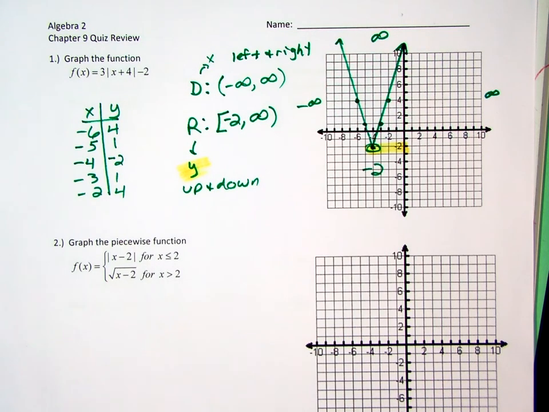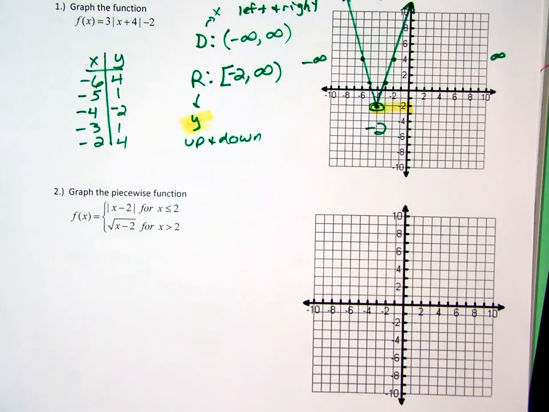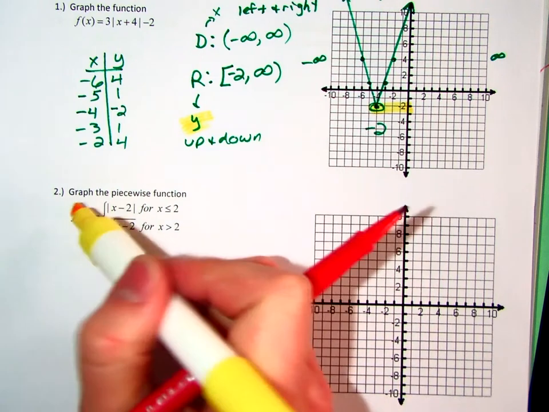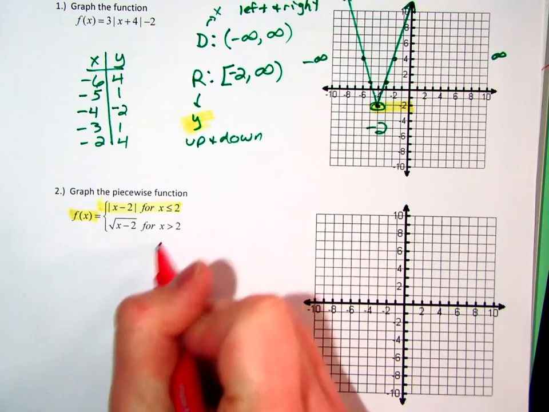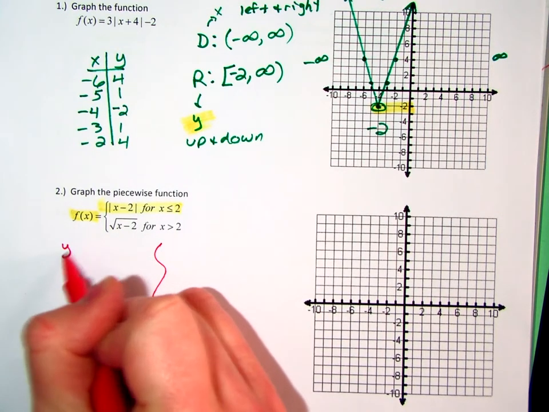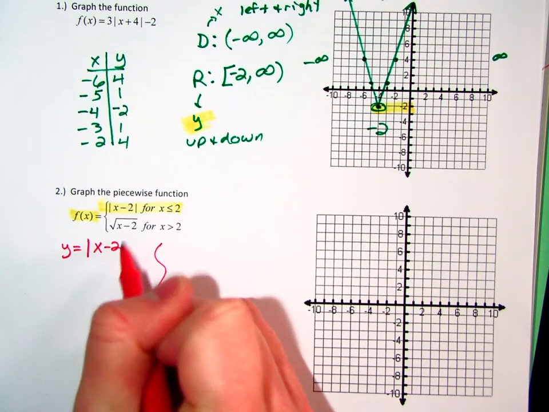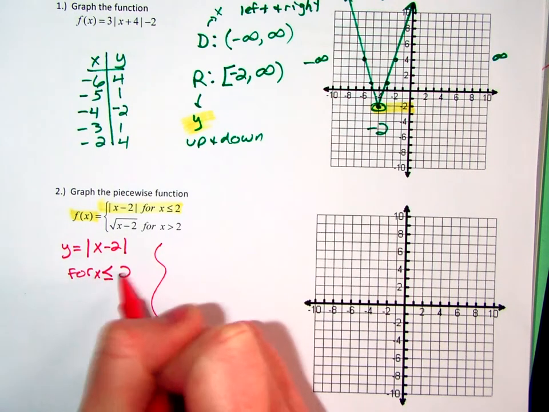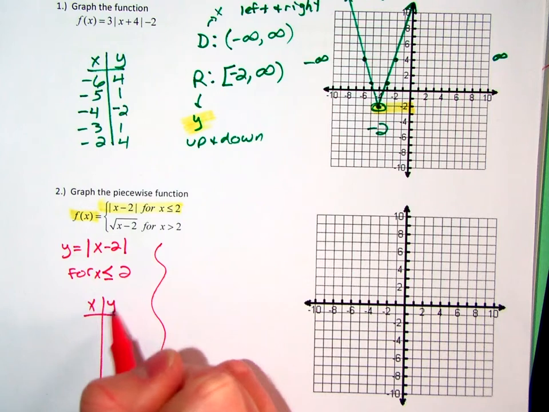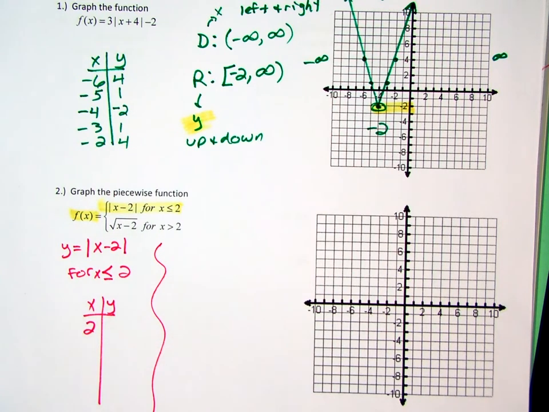Okay, so now we're going to look at our piecewise functions as well. And remember, when we're looking at our piecewise functions, like we are in number 2, what we're really going to do is break it up into 2 different pieces. So my first piece here is saying that f of x is equal to x minus 2 for x greater than 2. Really, that's a fancy way of saying y equals x minus 2 for x less than or equal to 2. So I know that when I do my xy table, that 2 has to be the first number I'm going to use for my x.